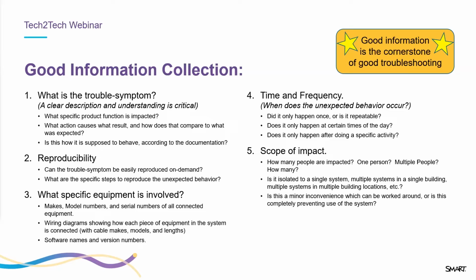In addition, wiring diagrams showing how each piece of equipment is connected. Wiring diagrams should include the make, model, and length of every cable and what it's connected to, what specific port it's connected to on each piece of connected equipment. And the names and version numbers of specific software in use. If it is a smartboard interactive display, they have built-in IQ system software, or for older models of smartboard interactive displays, they will have built-in firmware without IQ.